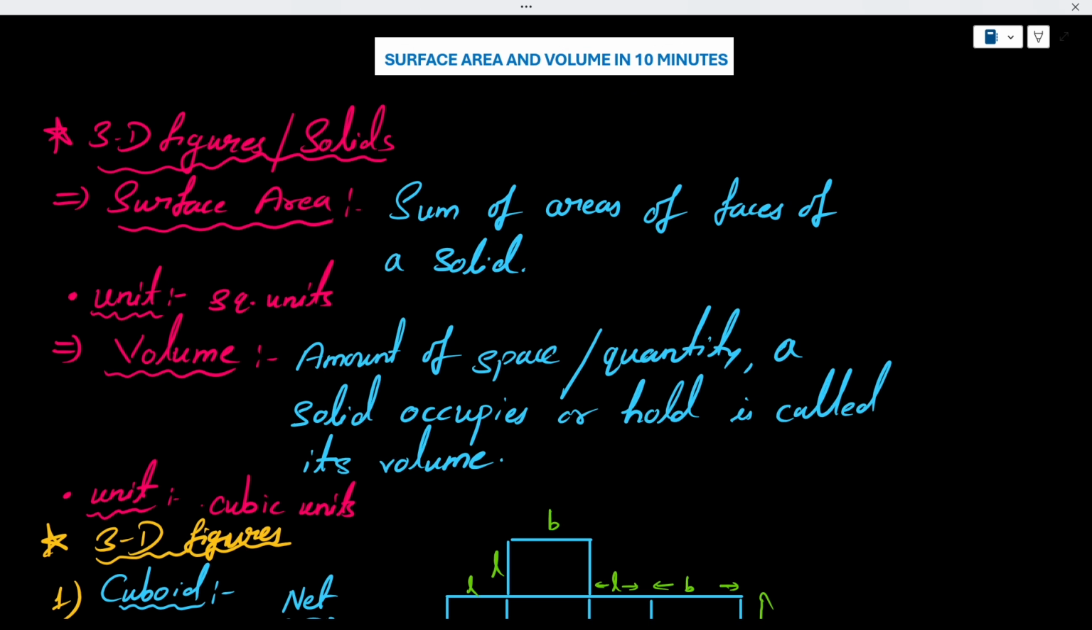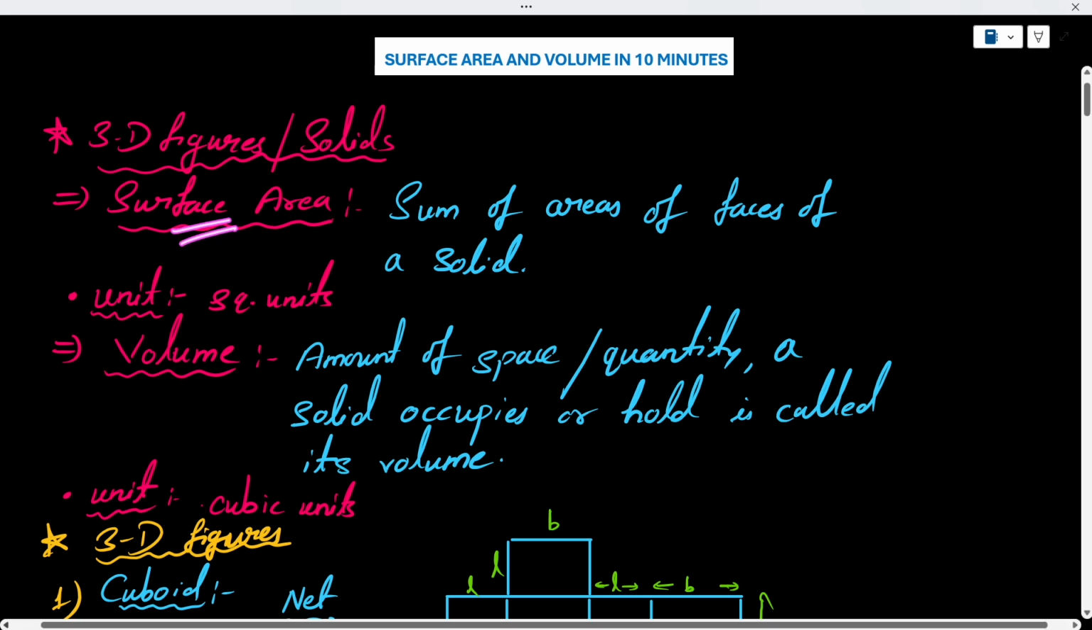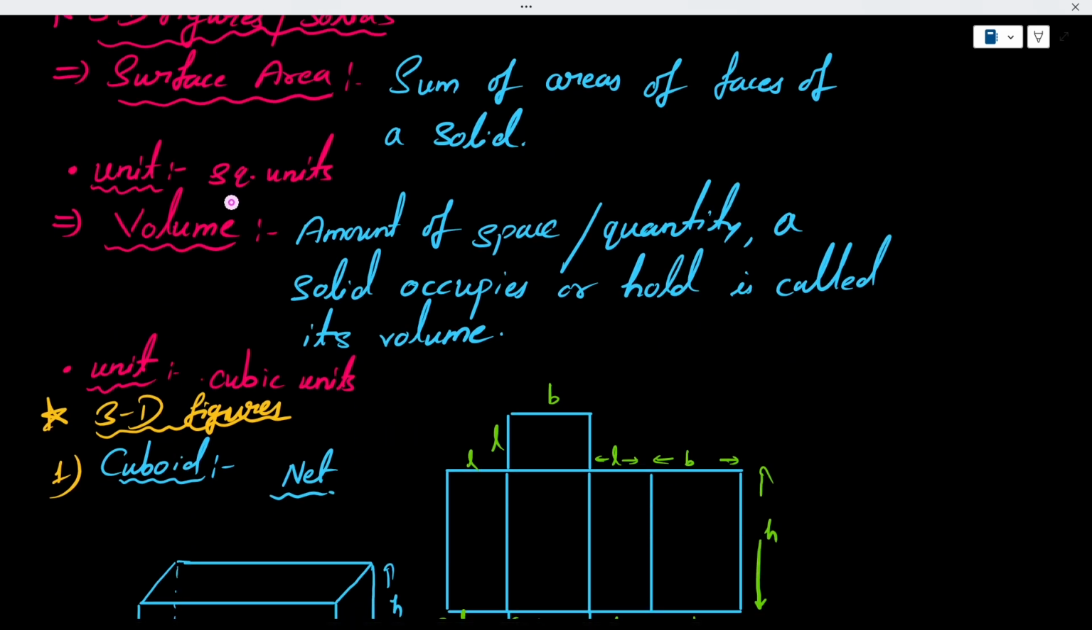So first let us discuss what you have learned here. What is the meaning of surface area? Solids are nothing but 3D figures, so there will be three dimensions for any of the figures here. Surface area is the sum of areas of all the faces of a solid. The unit is always going to be the square unit because you are calculating area here, whether it's total surface area or curved surface area.